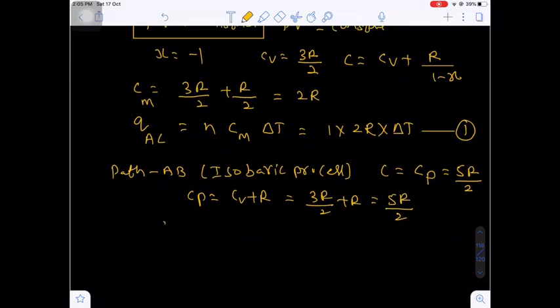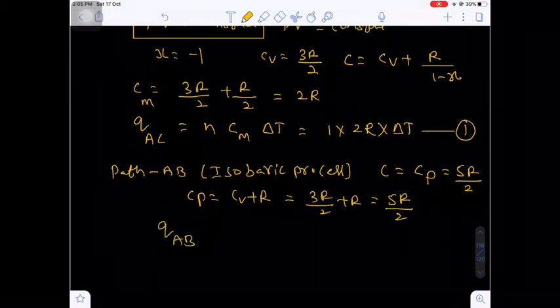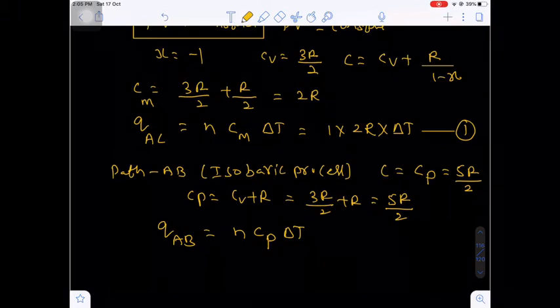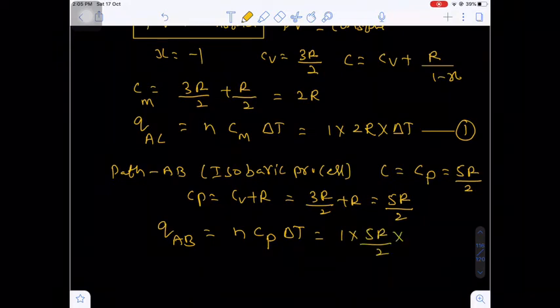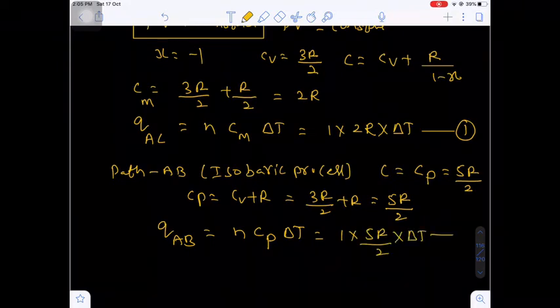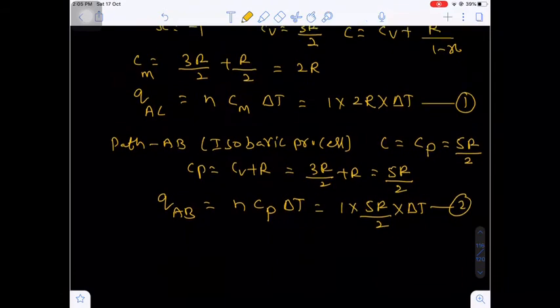Now here, what will be the heat exchange along the path AB? That will be n into Cp. Why I am writing Cp? Because the path is defined, that means pressure is constant. Number of moles 1, the Cp value 5R by 2, into change in temperature as it is, I am writing delta T. That will be the equation number 2.